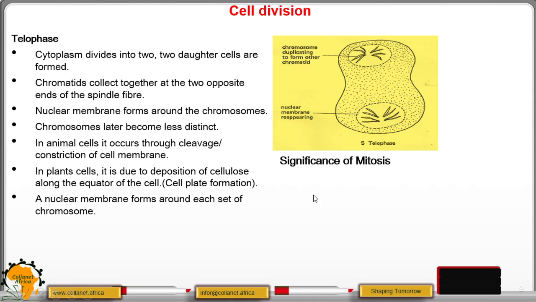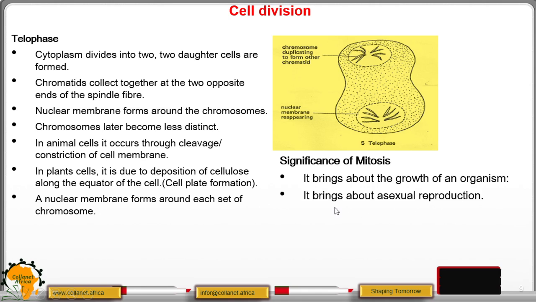And how important is this process of mitosis? One, it brings about the growth of an organism, since we said it takes place in all the body cells to bring about growth and repair. And then it brings also about asexual reproduction, since it takes place in body cells.